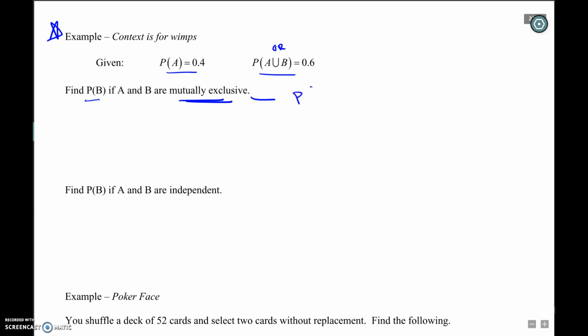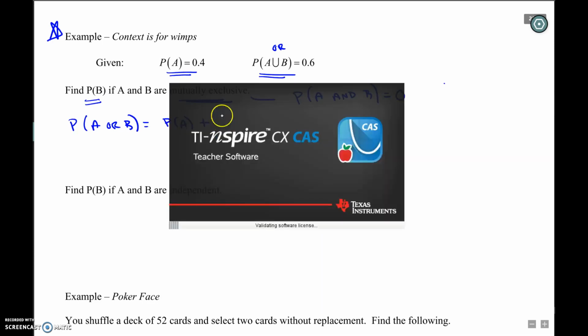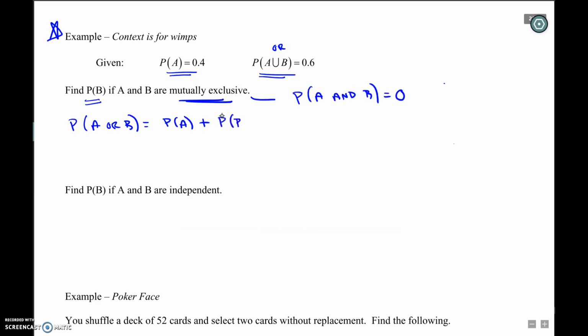If two events are mutually exclusive, then the probability that A and B happen together at the same time is 0. So I know A, I want B, and I know the or, and I know the and. So what equation on your formula sheet relates all those things? The addition rule. The probability of A or B is the probability that A happens plus the probability that B happens minus the probability that A and B occur. So I think I have everything except the one thing I need.